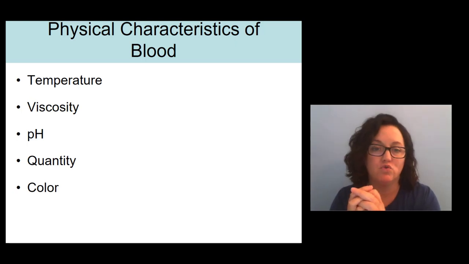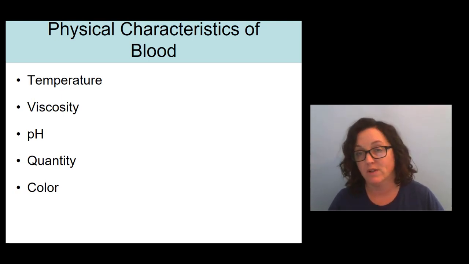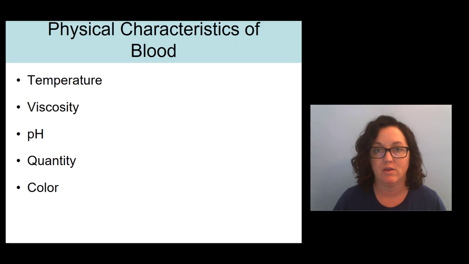In terms of blood quantity, the average quantity of blood in the human being is around 5 liters or 5,000 milliliters. But obviously this is different based on body size. So men, for example, tend to be bigger than women, so they have more blood. So the bigger your body, the more blood you're going to have.